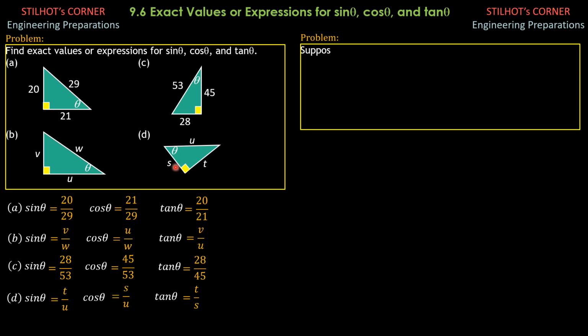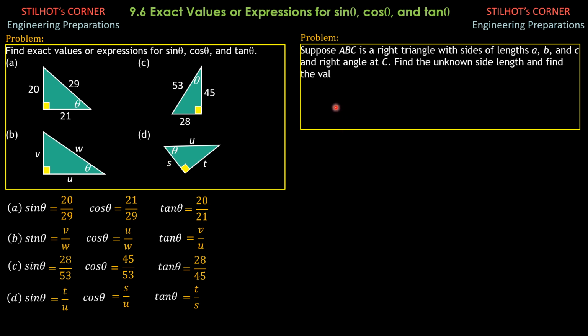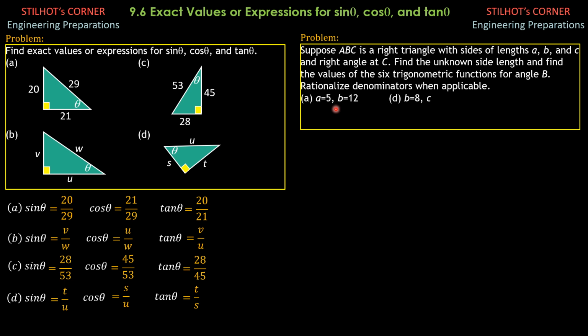Then for the next problem, suppose ABC is a right triangle with sides of lengths a, b, and c, and right angle at C. Find the unknown side length and find the values of the six trigonometric functions for angle B. Rationalize denominators when applicable.